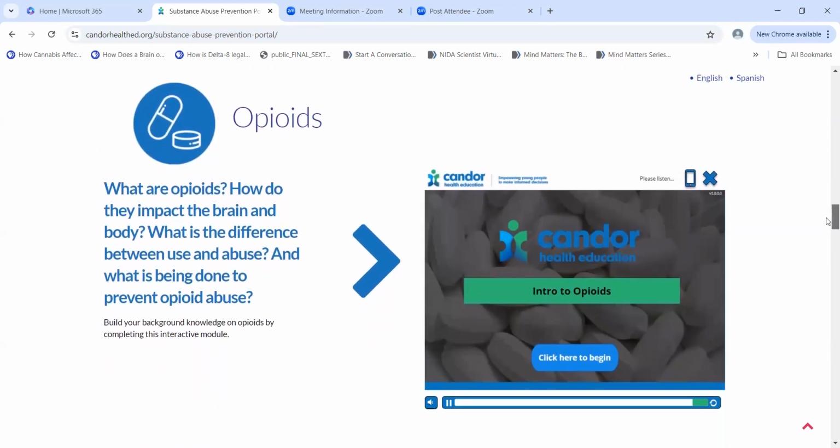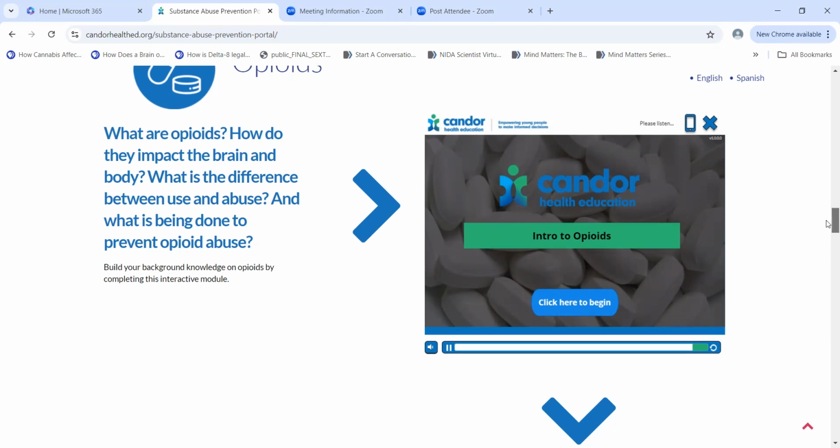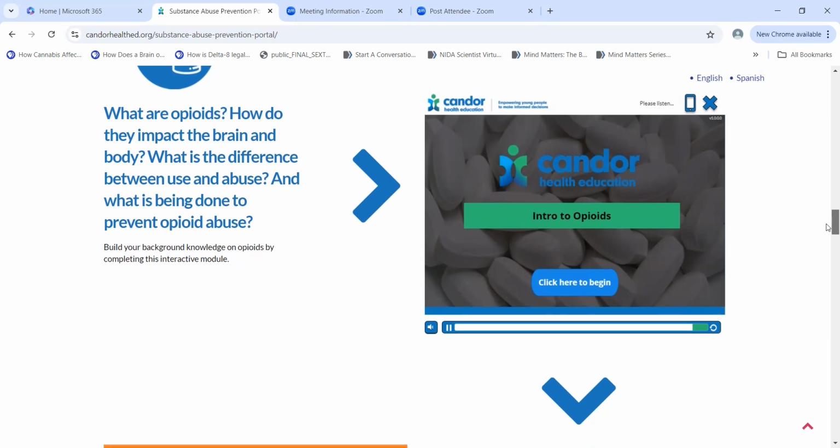Similar to the alcohol resources, our opioid resources have a similar layout. There is first an intro to opioids, and this is basically set up the same way as the alcohol one, where students are able to go into this module, able to learn about opioids, what they are, different forms and different types of opioids, both legal and illegal opioids. They're able to learn about use and misuse. They're able to learn about how opioids impact the brain and the body, particularly that of a young developing brain.